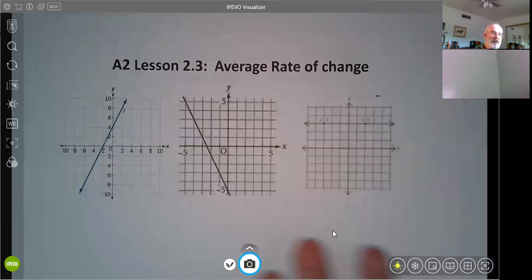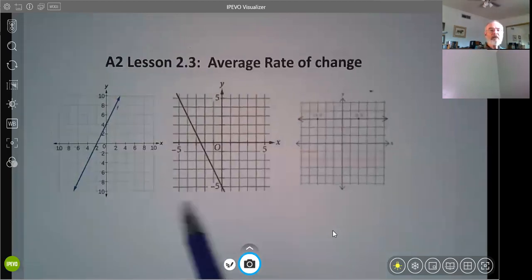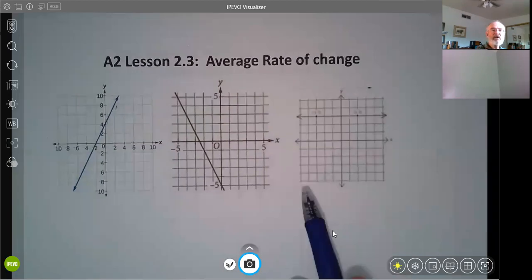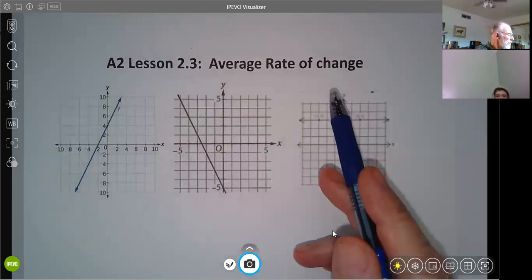graphs of linear functions. And let me use my blue pen here if I can find it. And if not, I'm going to use my black pen. Let me see. My blue pen. There it is. So all of these are showing slope here. You're seeing examples of slope. Average rate of change is just slope. That's all it is. It's a fancy word for slope.